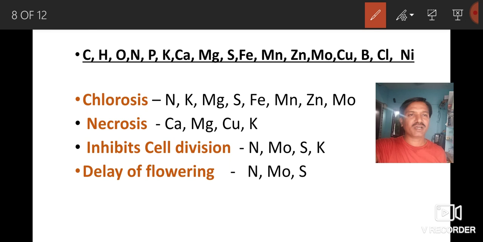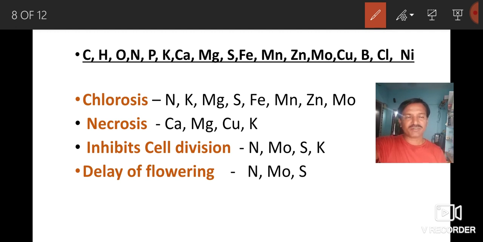Calcium, magnesium, copper and potassium. Deficiency symptoms of these elements show necrosis. Necrosis means death of tissue, especially in leaf. So deficiency of which elements leads to necrosis? Calcium, magnesium, copper and potassium: CaMgCuK.